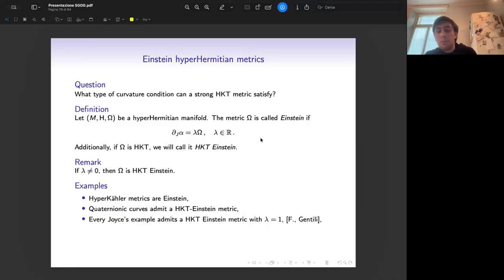And then what we were able to prove is that any of the Joyce examples admit HKT Einstein metric with a positive lambda, say, equal to 1. And that's, let's say, answering the first question that I posed at the very start. Because in particular, this type of metric provides HKT metrics on any Joyce example, which are further Einstein in this sense.